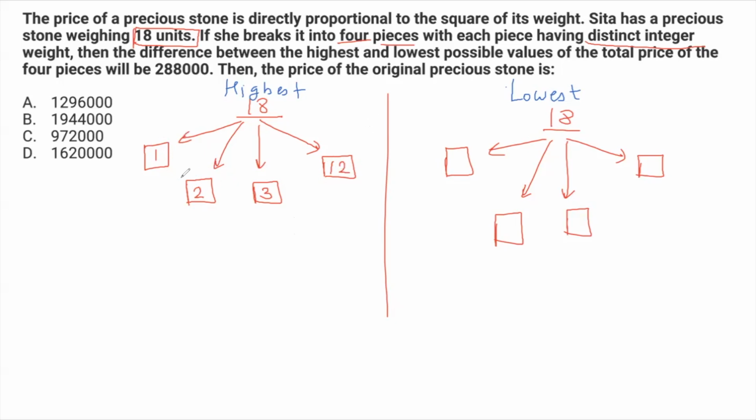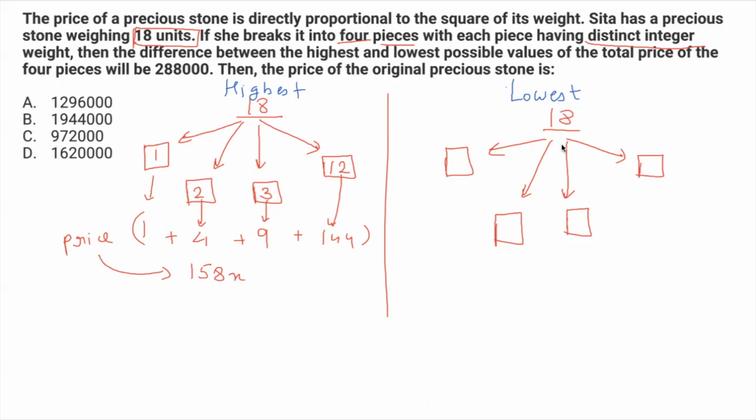In this case, the price will be proportional to the square of these weights. So the price of this particular piece will be 1 square, that is 1. The next will be 2 square, that is 4. Then 3 square, 9. And the price of this piece is 12 square, 144. The sum of all these values is 1 plus 4 plus 9, 14, and 144, 158. So let that price be 158x rupees.